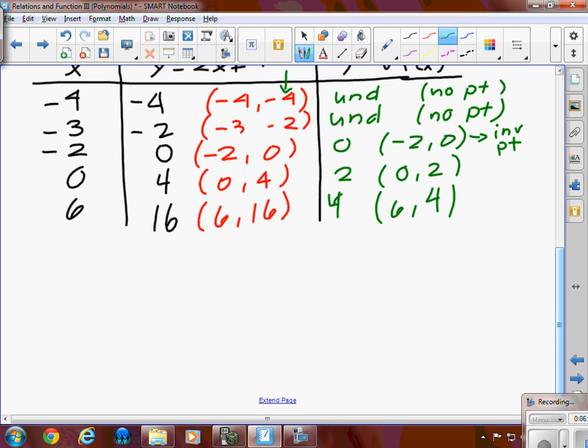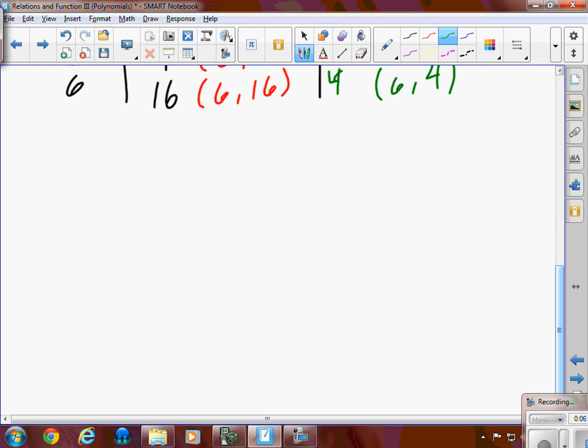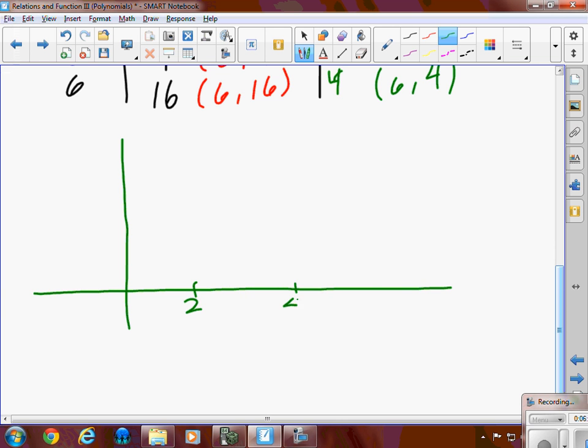So let's graph these two guys. Just create yourself a scale, and you can see you need to go up to 16 on one of them. Okay? Two, 4, and 6. And then 2, 4, 6, 8, 10, 12, 14, and 16. I think 16 was our largest one, right?